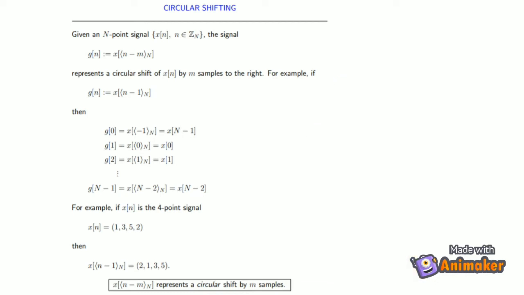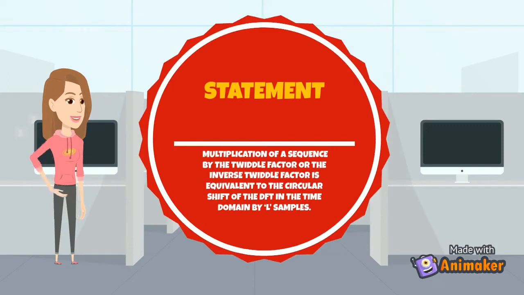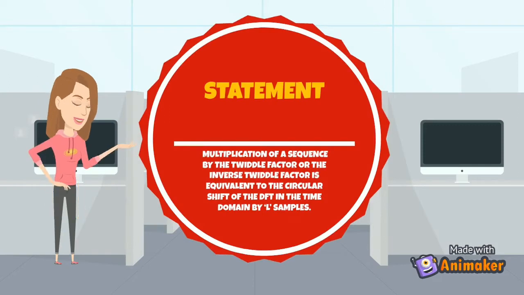So now let's take a small example. Let us assume x of n is a 4-point signal and its sequence is 1, 3, 5 and 2. Upon circular shift by 1 unit, we will get x of n minus 1 modulo capital N is equal to 2, 1, 3, 5. We did nothing, we just shifted the sequence rightwards by 1 unit, and hence we got 2, 1, 3 and 5. This is circular shift.